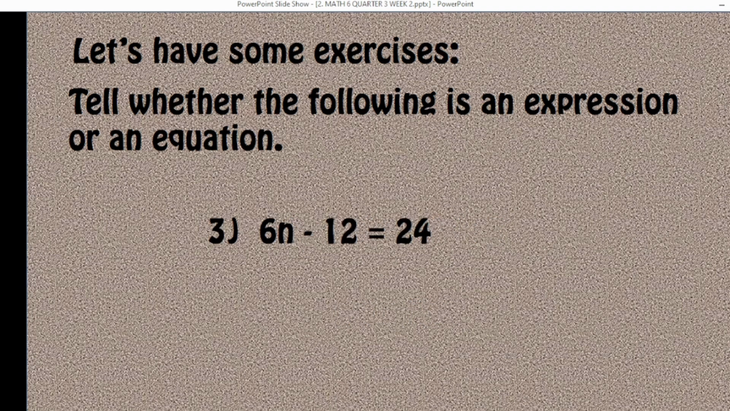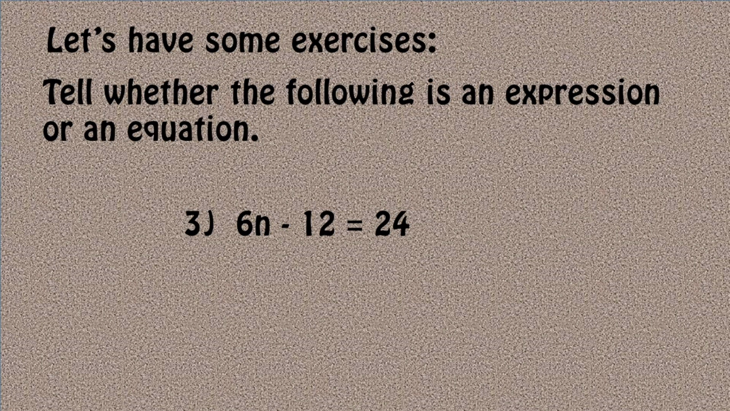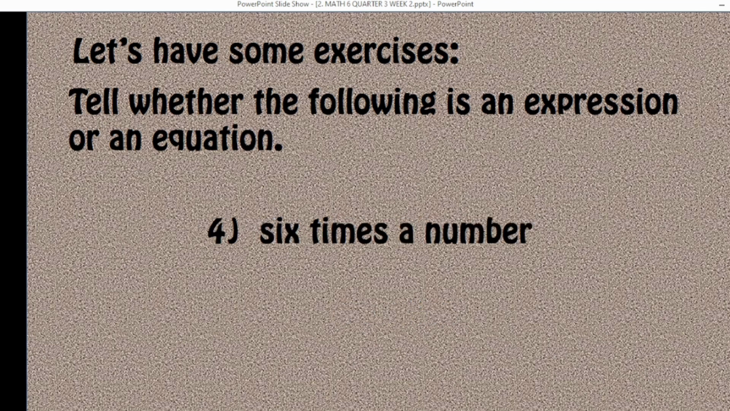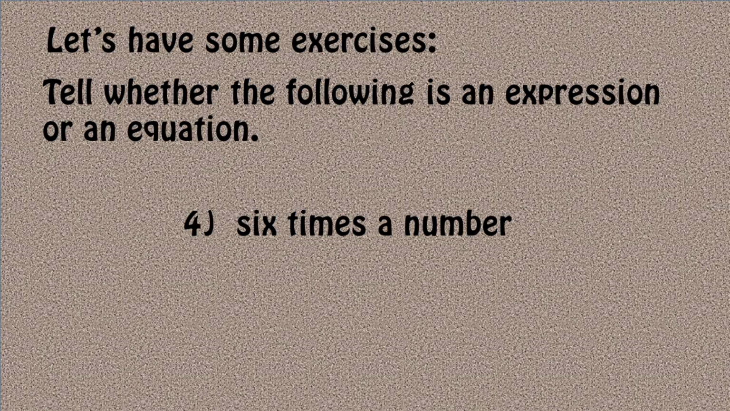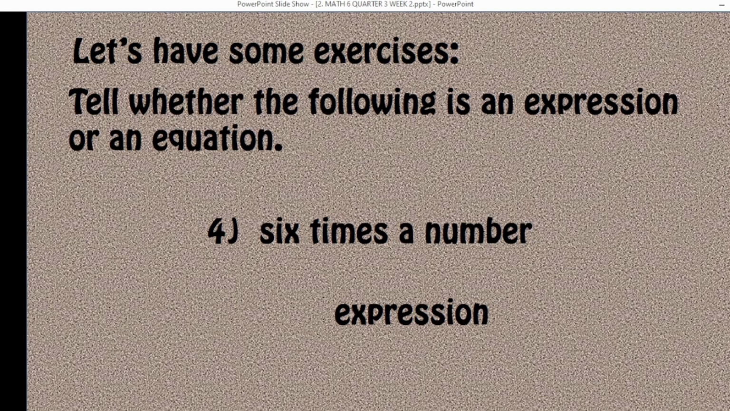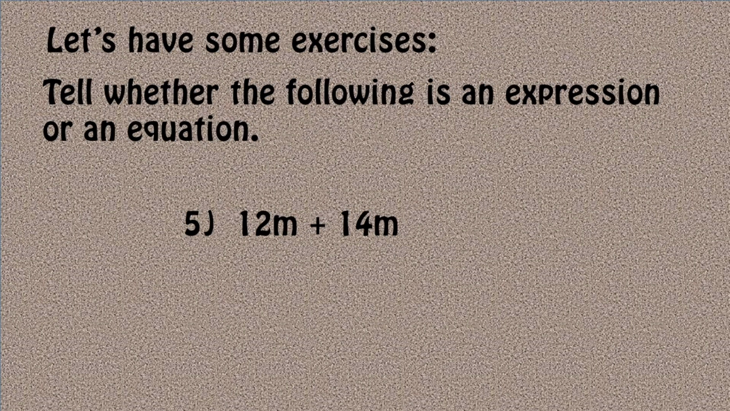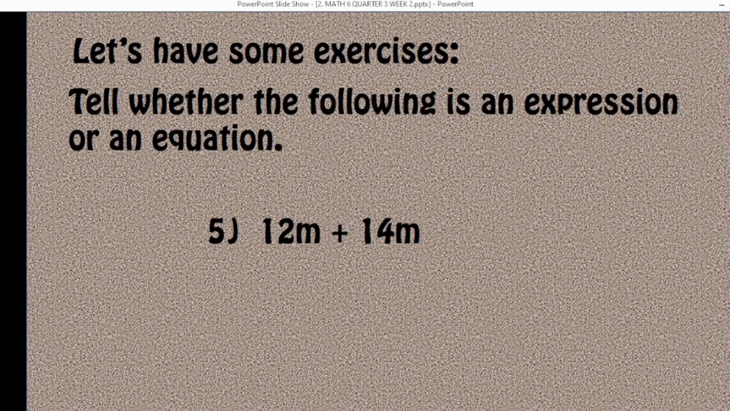Number 3. 6n minus 12 is equal to 24. Correct. The answer is equation. Number 4. 6 times a number. Excellent. The answer is expression. Number 5. 12m plus 14m. That's right. The answer is expression.